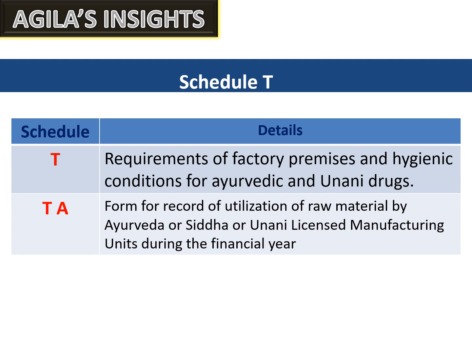Schedule T is about the good manufacturing practices for Ayurvedic, Siddha and Unani medicines. A. List of recommended machinery, equipment and minimum manufacturing premises required for manufacture of various categories of Ayurvedic preparations. And B contains the same recommendations but it is for Siddha system of medicines. We have schedule TA. It is nothing but the forms for record of utilization of raw materials for Ayurveda, Siddha and Unani licensed manufacturing units during that particular year. That we call it as a financial year.